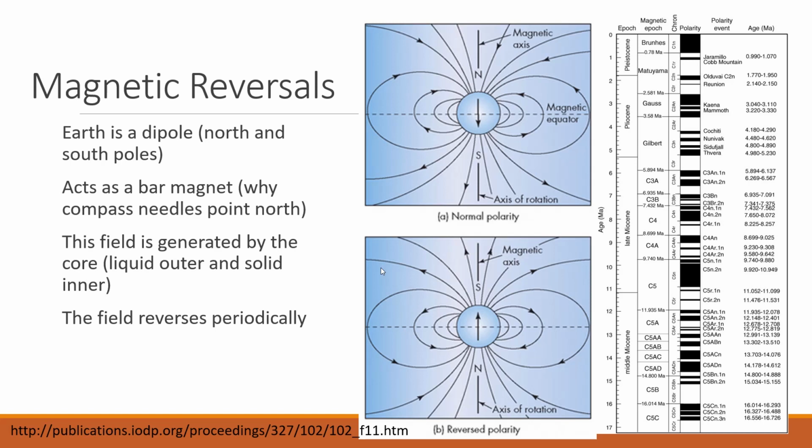Because Earth is a dipole, it acts as a bar magnet, and this field is generated by the liquid outer core, and it reverses periodically, so that the North Pole becomes the South Pole and the South Pole becomes the North Pole. And we can actually create what's called a magnetic time scale off of this. We can see these patterns of reversals.